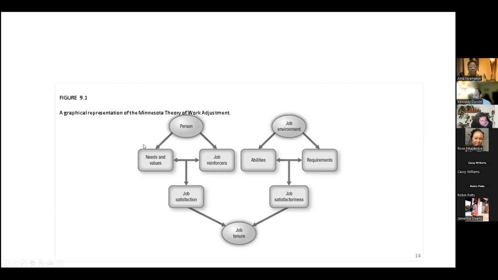And this is just a visual to try to get a different perspective. This is actually from the book that we have on the Minnesota theory of work adjustment. So looking at the person, their needs and values, and the job environment, the abilities, the requirements of what it takes to do the job, job satisfactoriness and job satisfaction. So you're looking at the person and then the work environment.